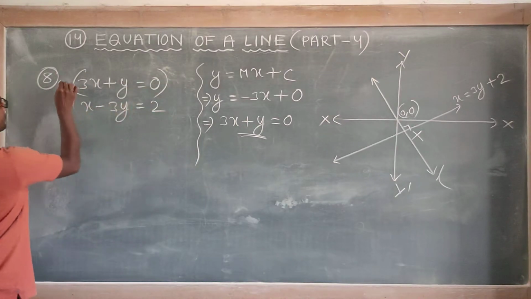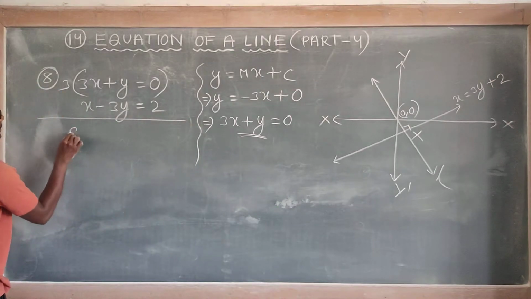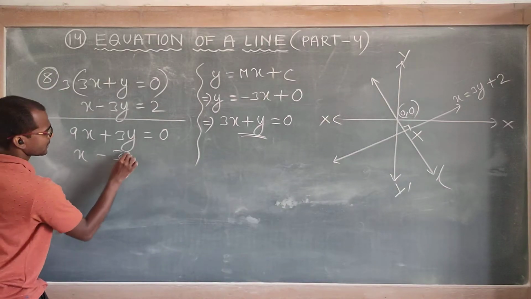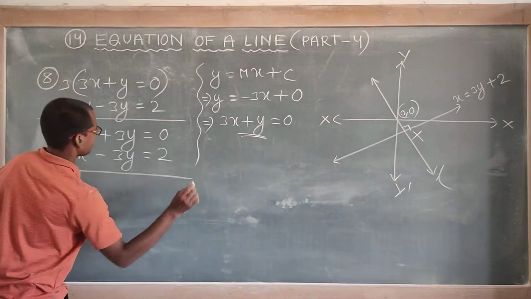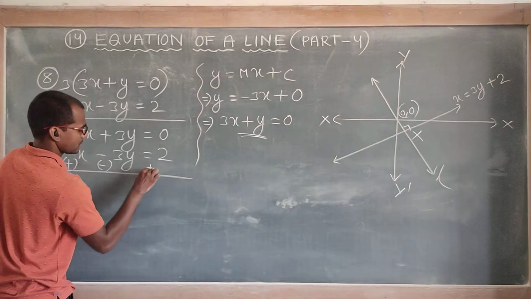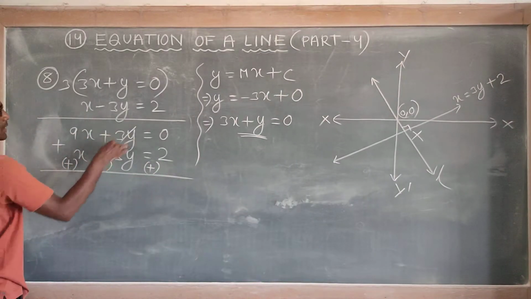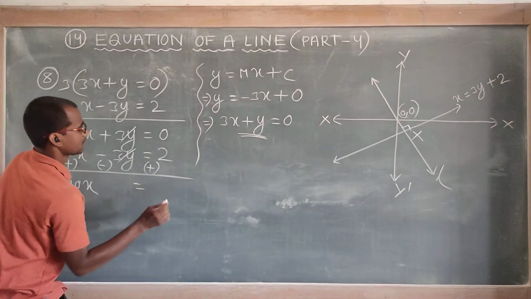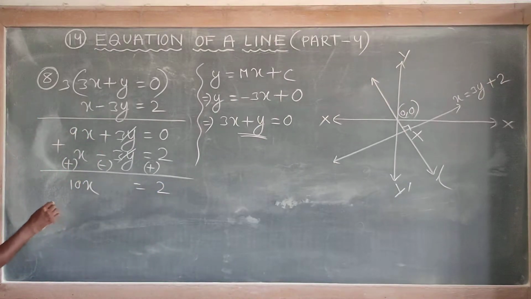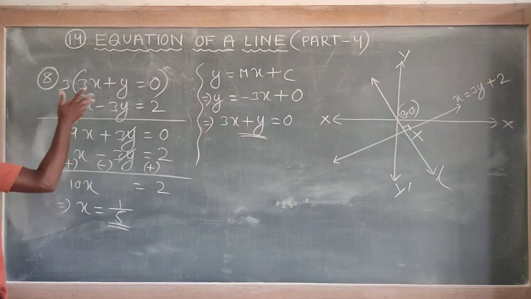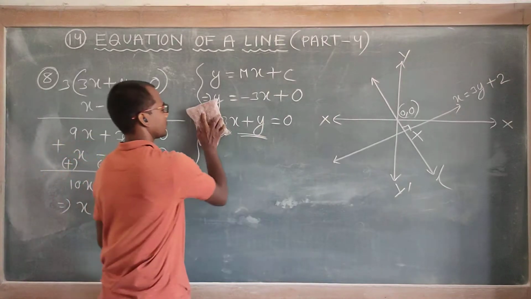Let us multiply by 3 here. This becomes 9x + 3y = 0. x - 3y = 2. Let us add so that we can cancel. Plus, minus, plus. 3y cancels. 9x plus x is 10x, equal to 2. Then x equals 2 by 10, which is 1 by 5. Now we will put the value of x in any of the two equations, then we will get the value of y.